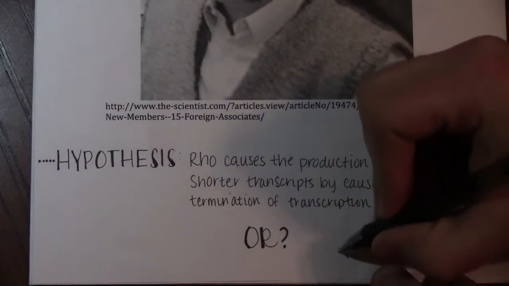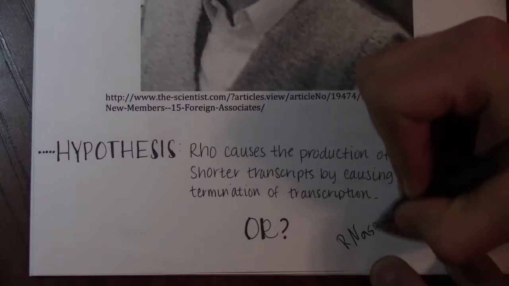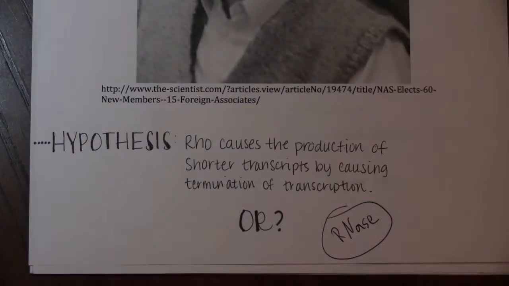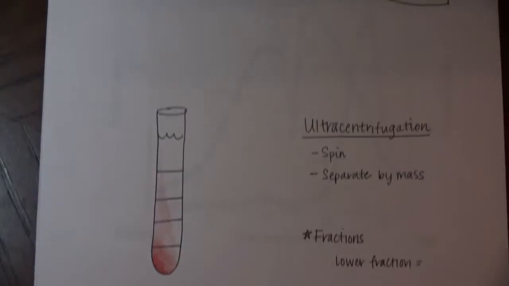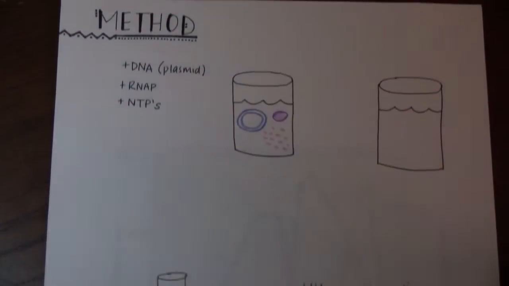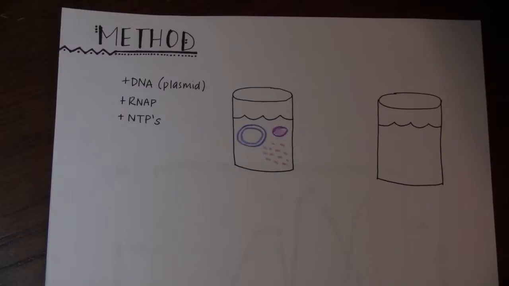If you said that rho could act as an RNase and simply chop up the transcripts into shorter pieces, then you are correct. If you said something else, then it may be a good idea that you're watching this video and learning. To rule out rho acting as an RNase, Roberts followed the following method.